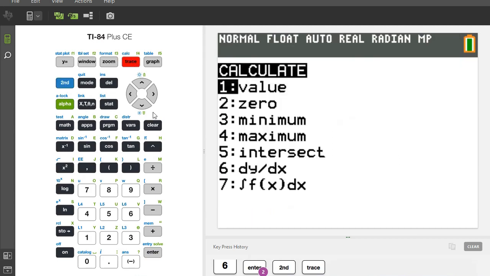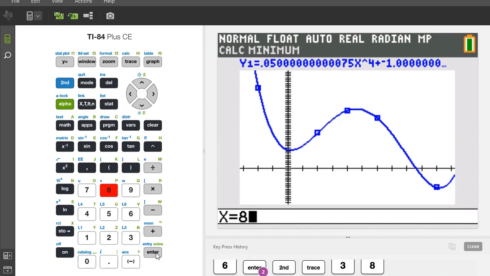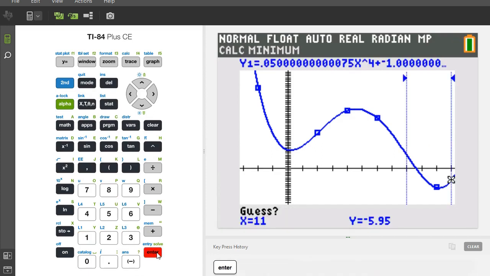Then the function will be decreasing after that until the next local minimum. So I want to bound my local minimum, and that occurs at 10.189. So I'm decreasing from 4.597 to 10.189, and then I'm increasing forevermore thereafter.